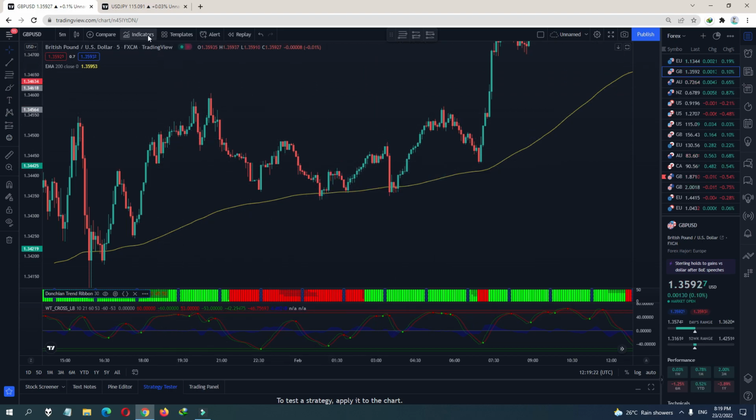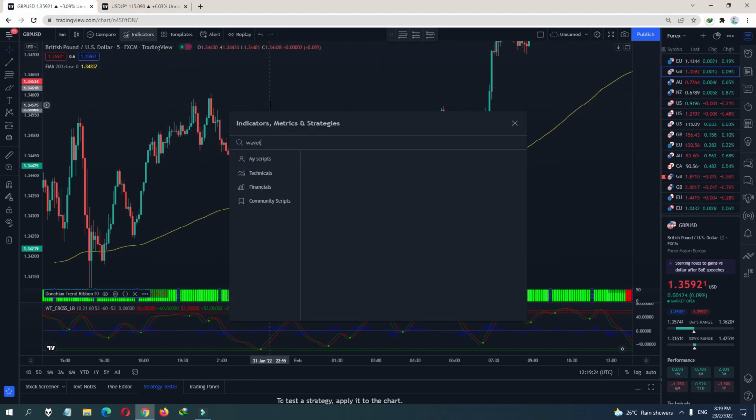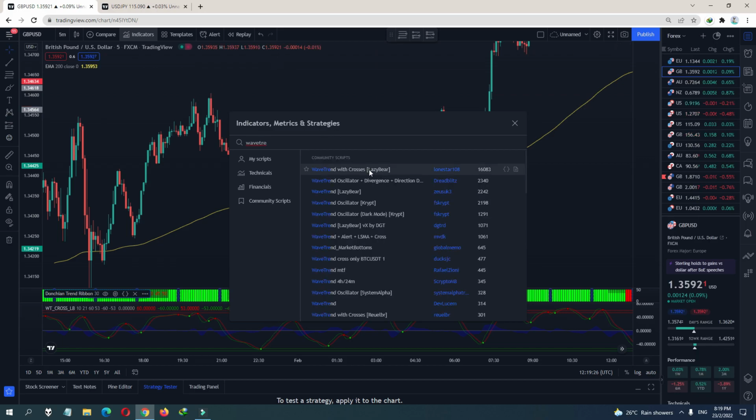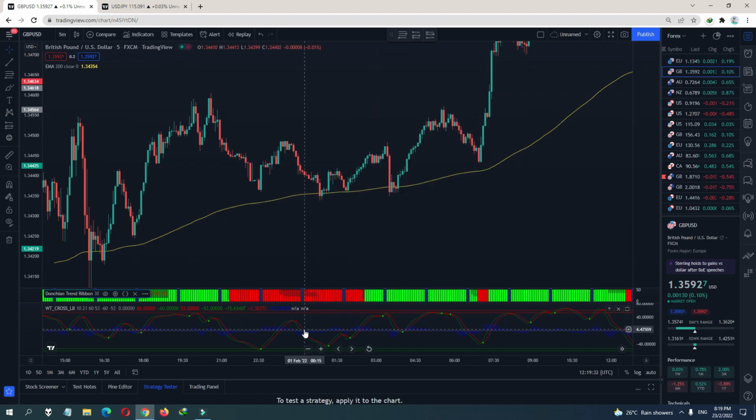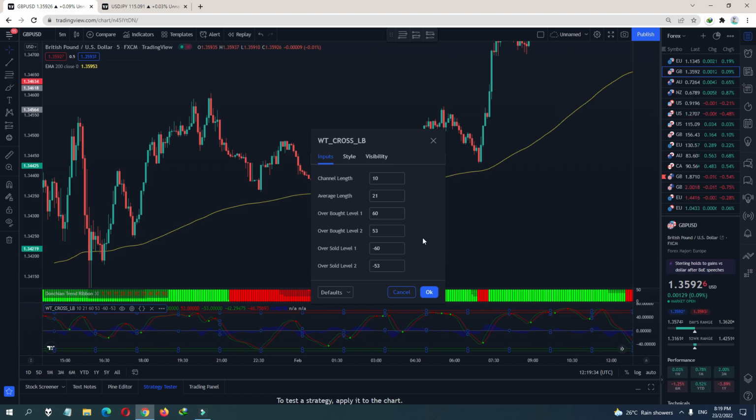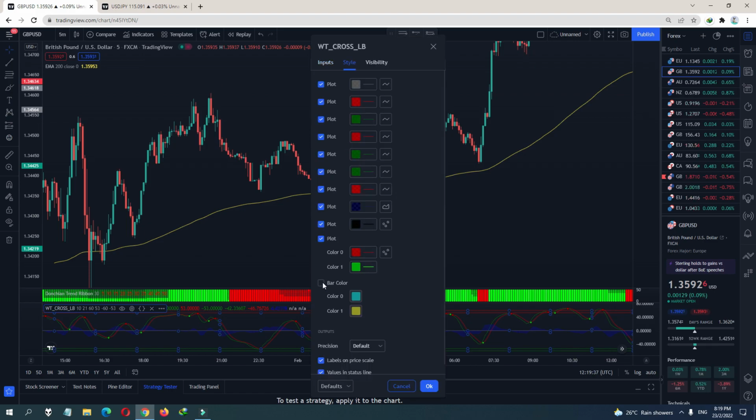And then you need a Wavetrend indicator, Wavetrend with crosses by Lazybear. It's this one. And the setting is, I use default settings, and I uncheck this bar color here.